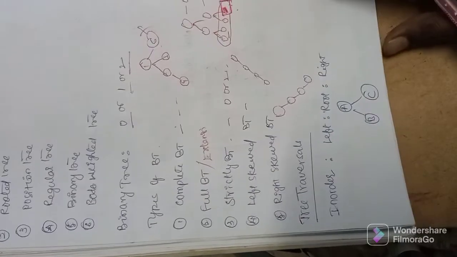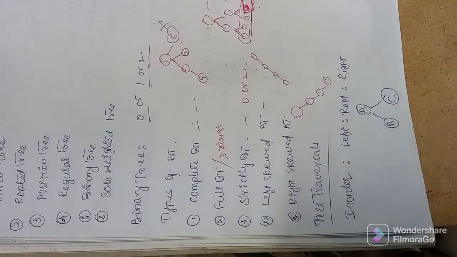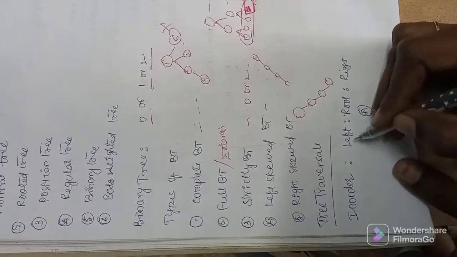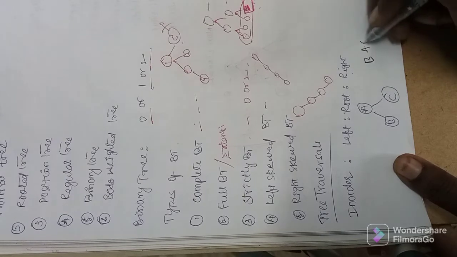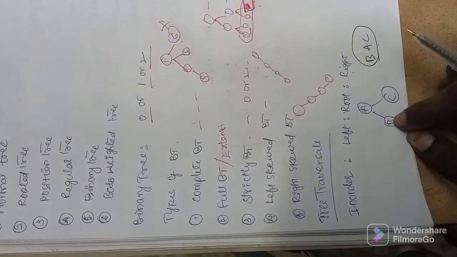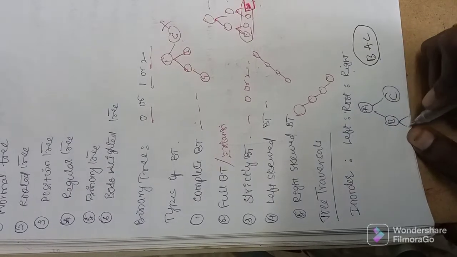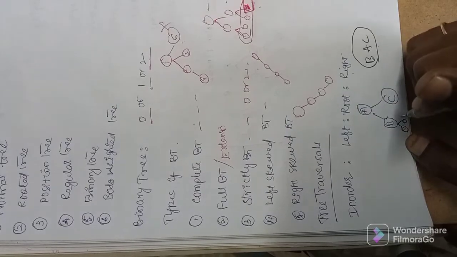Next you have tree traversals: in-order traversal, pre-order and post-order. In in-order traversal, first we specify the left, then root, then right. So here the left is B, then A, then C. So this is an in-order traversal. If B again is having any child, then again we go for the left of B, then we see B, then we see right of B.